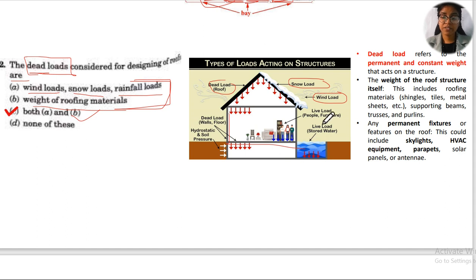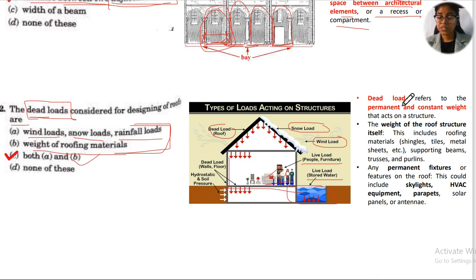While what is the live load? Live load is like your people, furniture, or your stored water in the building. These all act as your live load. So dead load refers to the permanent and constant weight that acts on a structure. Like you can't move your wall from one place to another. It will remain at its position only. But in case of the furniture or the people, it can vary. So these are your live loads. But dead loads are your permanent and constant load.